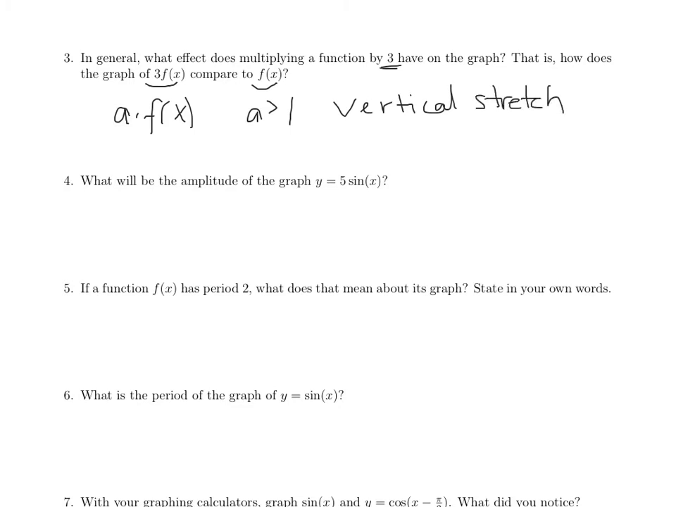So basically, however high f of x went, 3f of x would go 3 times that height. So the range gets changed. The allowable inputs are still the same. If I can plug x in here, then that's exactly the stuff I can plug in here. But the height, the y values, which is the range, change. Whatever the y values were here that were output, they're now 3 times as much here.